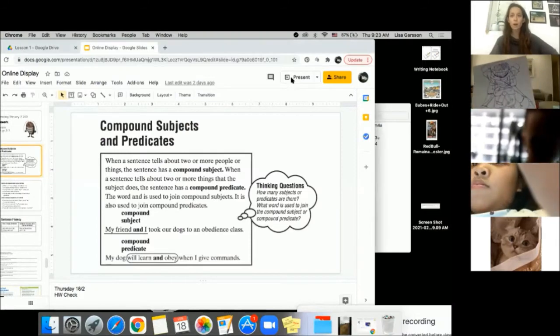So we're talking about compound subjects and predicates. Can everyone see the screen now?